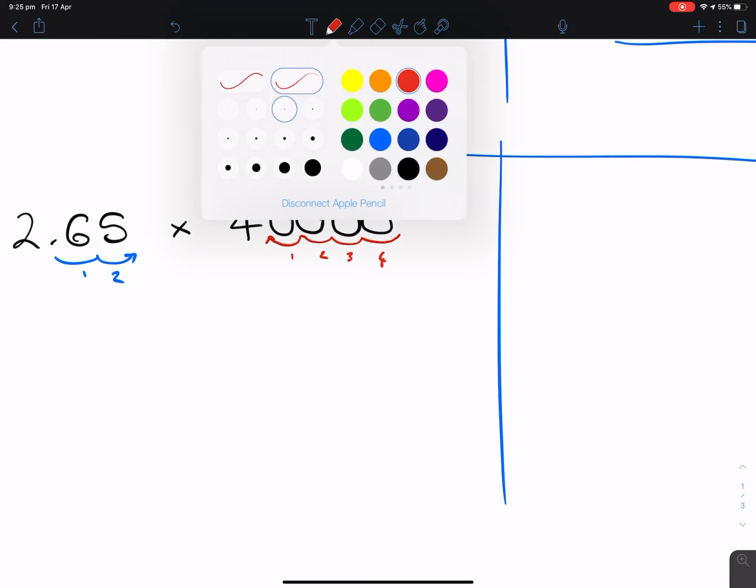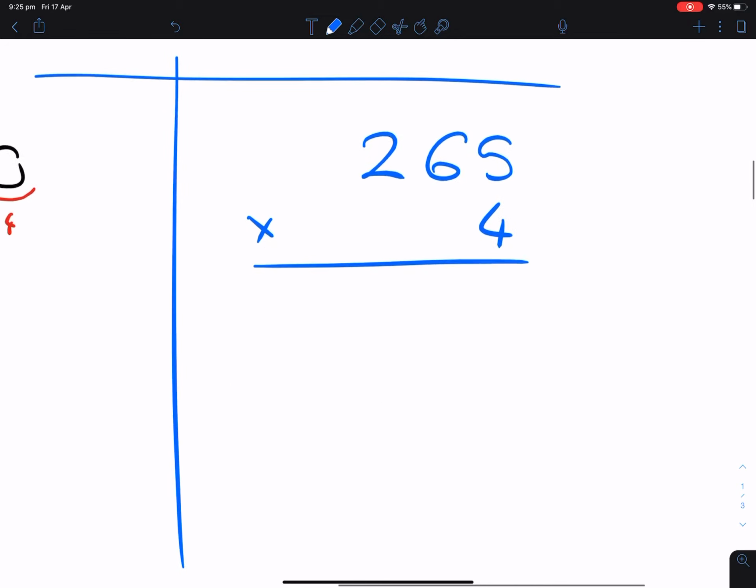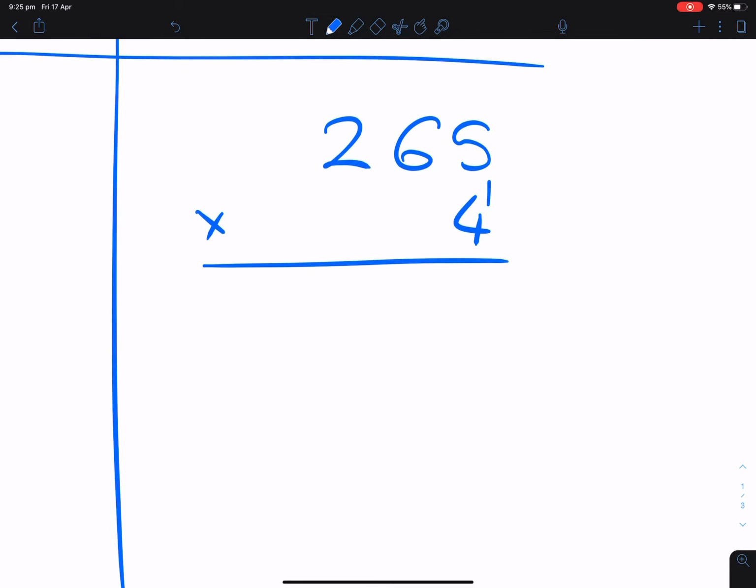Okay, let's do the thinking here on the side. So the problem now becomes 265 multiplied by 4, because I've got rid of all these zeros. That's much easier to solve. Let's quickly do this one. So 4 times 5 is 20. 4 times 6 is 24, plus the bit I saved, that's 26. 4 times 2 is 8, plus the 2 I saved makes 10.